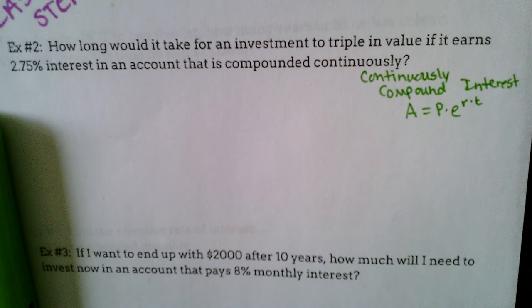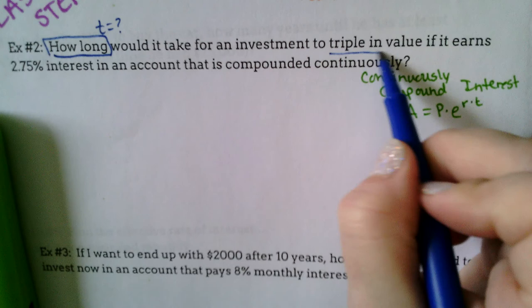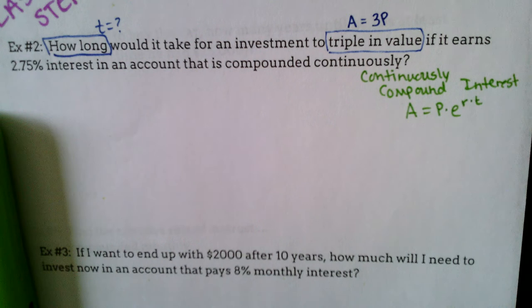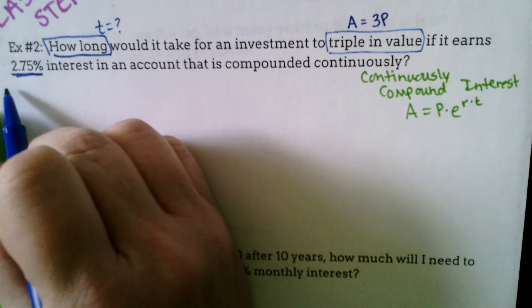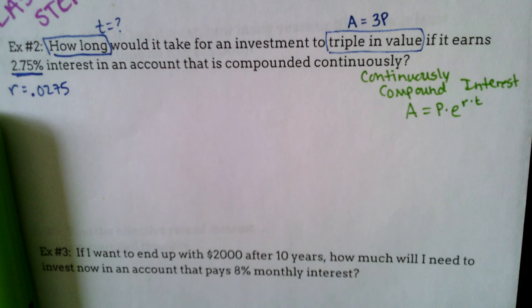How long? So it's wanting to know how long, so that's going to be our time. We don't know. Would it take for an investment to triple in value? So remember when we talked about that tripling in value, we're going to use 3P for our A value. It earns 2.75% interest, so that is our rate. We have to move our decimal two places, so 0.0275, in an account that is compounding continuously, which told us to use that formula.